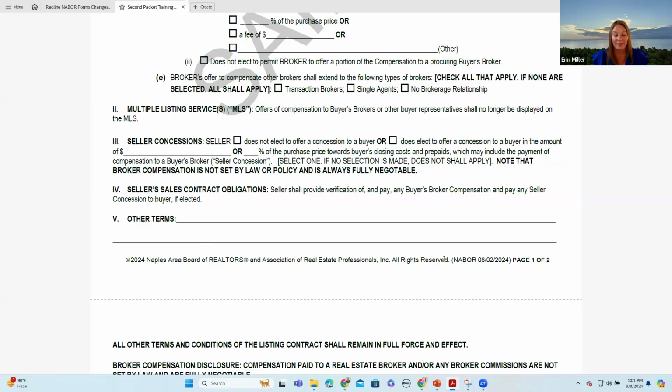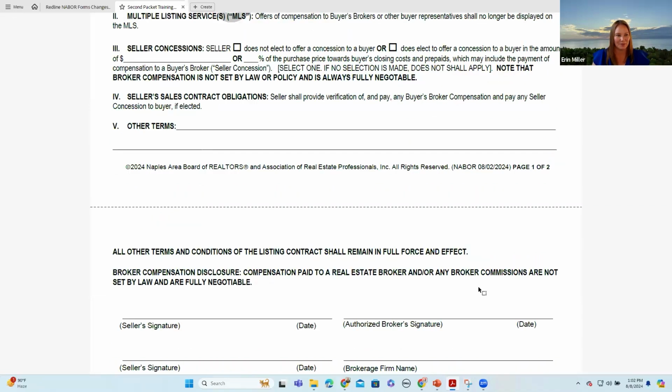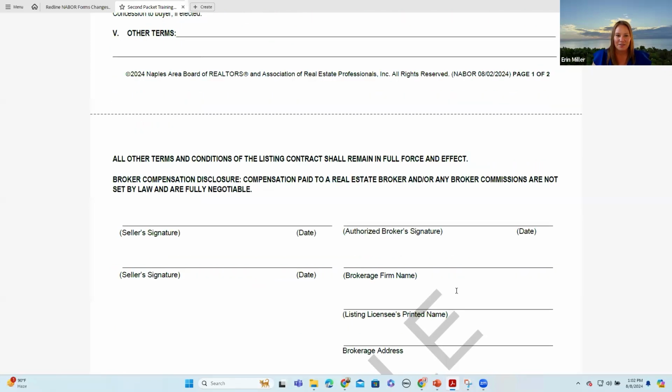Other terms, you and this amendment to listing agreement have the opportunity to amend other terms in the original listing agreement. Again, anytime I see a blank line, I have a little flag that says maybe discuss with broker, discuss with counsel before you sign on behalf of your brokerage, but there is a provision for other terms. All other terms and conditions of the listing contract will remain in full force and effect.